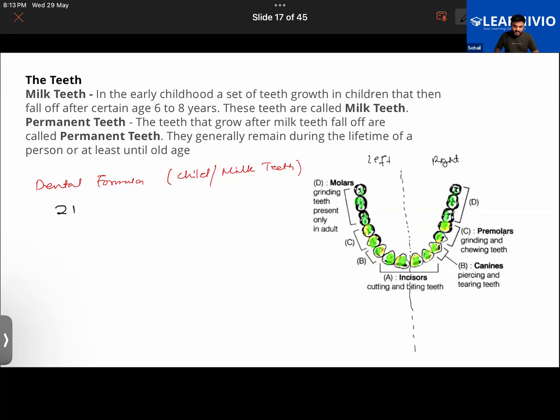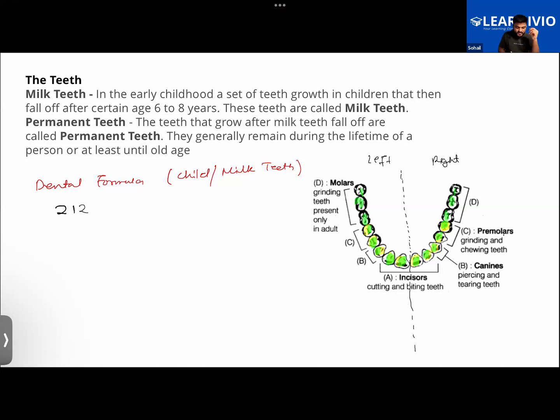Okay. Then what about the premolars? Sir, 1. How can it be 1? There's going to be 2 now. So 2, 1, 2. This is the number of teeth found in the left jaw, right? And this will be the number of teeth found in the right jaw also. Left and right, that is multiplied by 2. You guys getting what I'm trying to say?